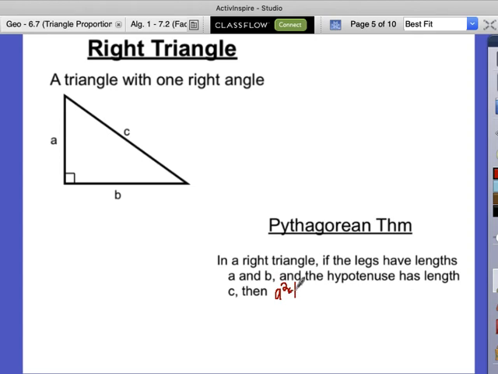A squared plus b squared equals c squared. So in this case, a squared plus b squared will always equal c squared if it's a right triangle. It'll always be that way. You can't form a right triangle and have this not be true. It's pretty neat.